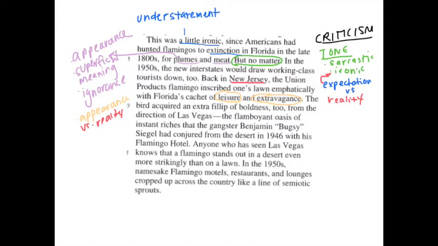So really, again, she's highlighting the fact that Americans are so focused on their appearance of wealth and leisure that it actually turns into a statement of their lack thereof. Because this flamingo has now become a sign of the middle class, really.